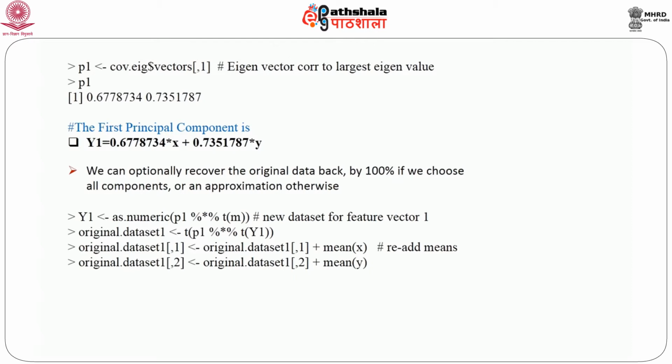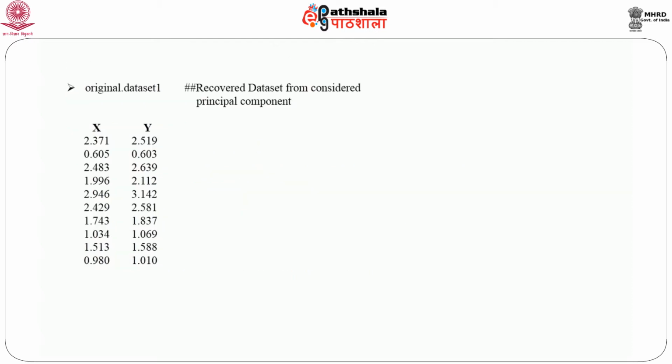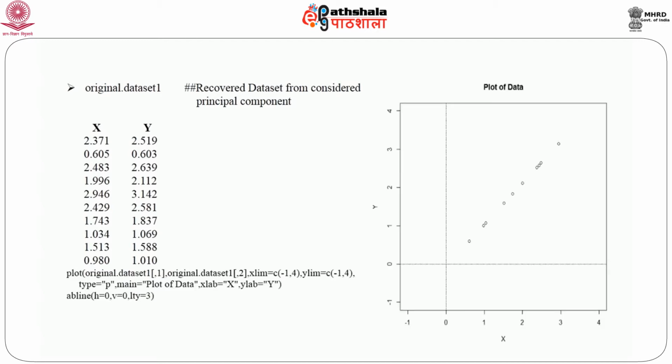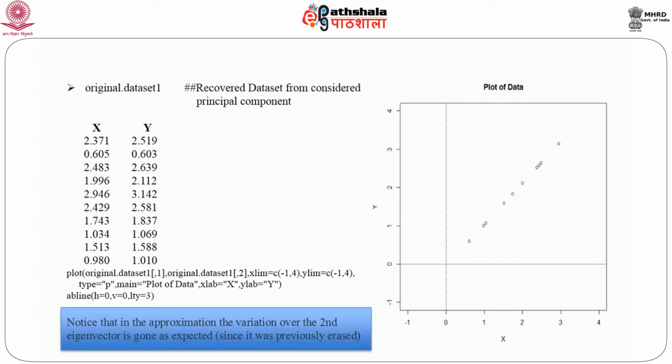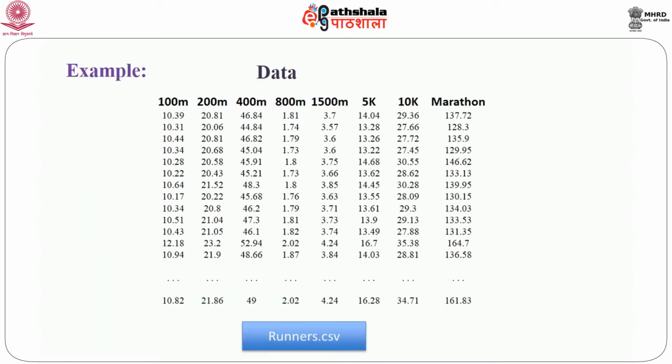Here we have the recovered data set from the considered first principal component. If we plot this recovered data set, this is how the plot looks. Notice that in this plot the variation along the second eigenvector is gone because we have not considered the second eigenvector. Next, we are going to look at a data set and perform principal component analysis on it.